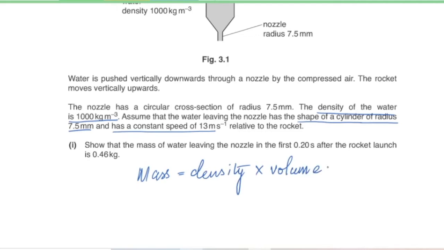So here they have written that water that leaves the nozzle has got a cylindrical shape with the radius 7.5 millimeters, which is 7.5 into 10 to the power of negative 3 meters, and covers a length of 13 meters every second, as it is written over here, that it has got a speed of 13 meters per second. So it covers 13 meters of distance every second.